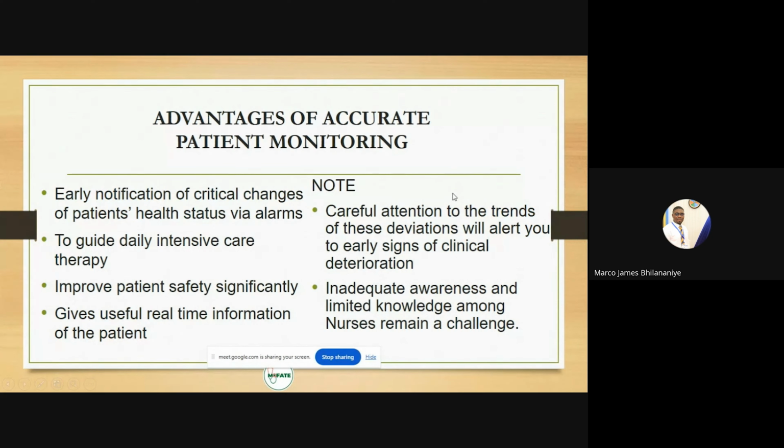Next slide. What are the advantages of accurate patient monitoring? One of the main advantages is that it gives you early notification of critical changes in a patient's health status. Again, it guides therapeutic intervention. Wherever you are resuscitating the patient or giving any kind of medication, how do you know that the medication is working properly? You will look for any positive changes in the physiological parameters, which give you the clue that the intervention is doing something better for the patient.